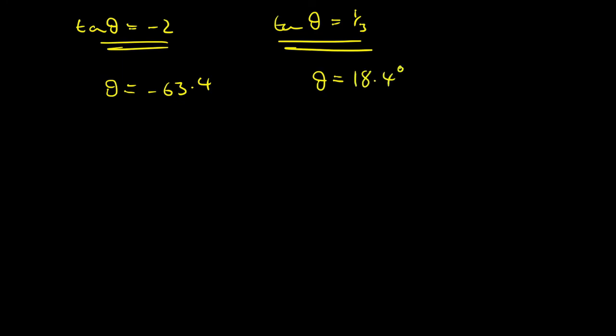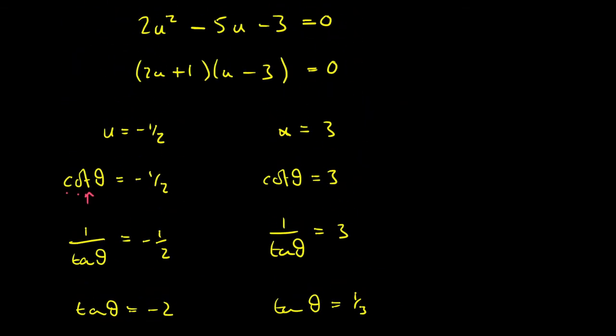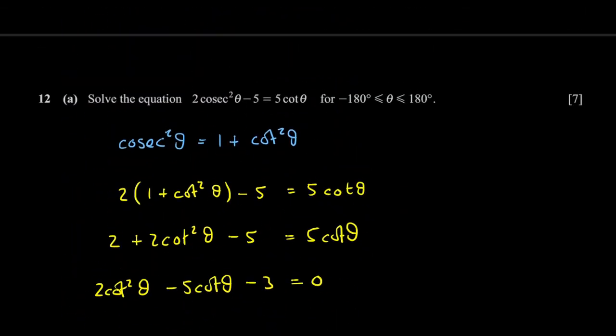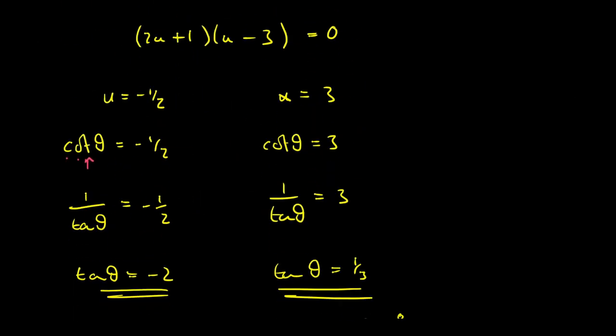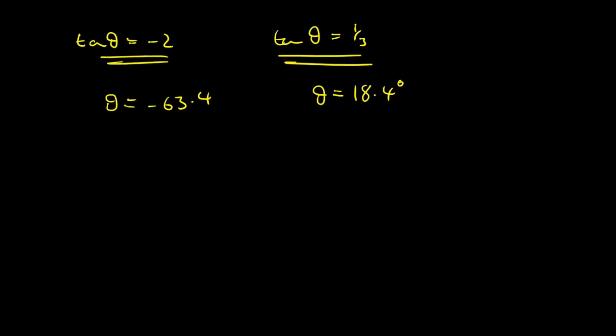Now, we need to be super careful with these questions because we're asked to find all the solutions between negative 180 and positive 180. What is the period of the tan wave? The period of the tan wave is 180. So I can take each of these solutions and add 180 or subtract 180 and I'm going to get another solution. This one here, if I subtract 180, it's going to be too far out, like negative 240 something.